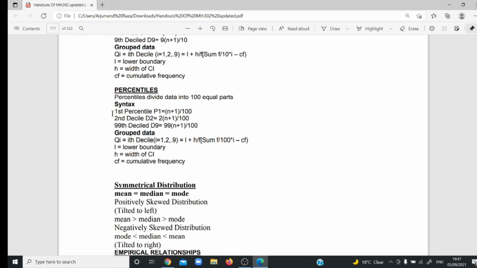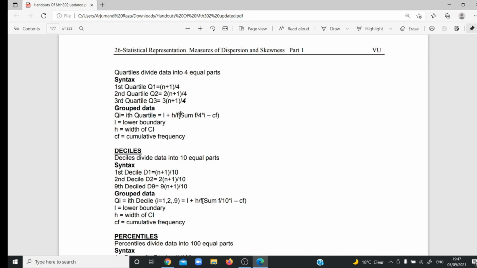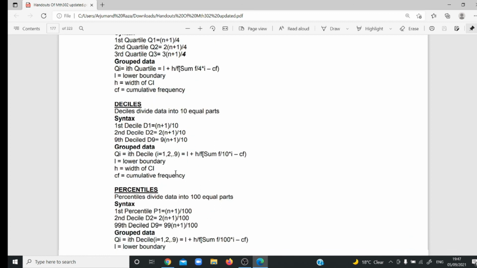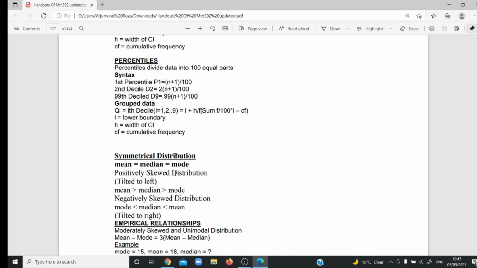Okay, for percentile the formula is again the same. Can you see P and P1 is equal to n plus 1. Okay, why do we add 1? Whether the number is odd or even, we always add 1. For quartile we divide by 4, for decile we divide by 10, for percentile we divide by 100.